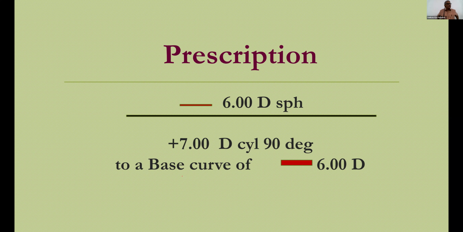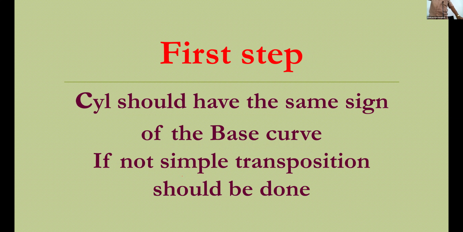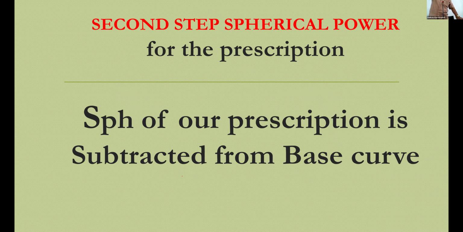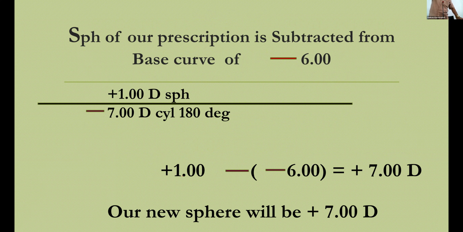Now I'll show you how this comes out the same. The very first step: plus 1 and minus 7 cylinder 180, I told you. So 180 is the transposed prescription. Understand now? Now the second step is what? The sphere of your prescription is subtracted from the base curve. Now plus 1 minus of minus 6 becomes plus 7.